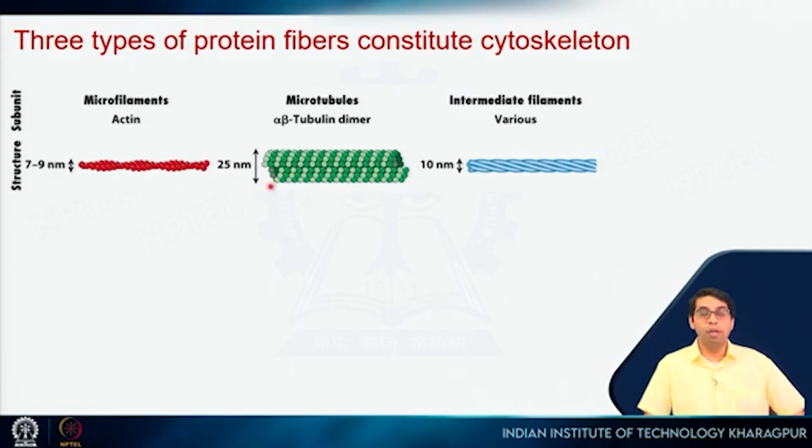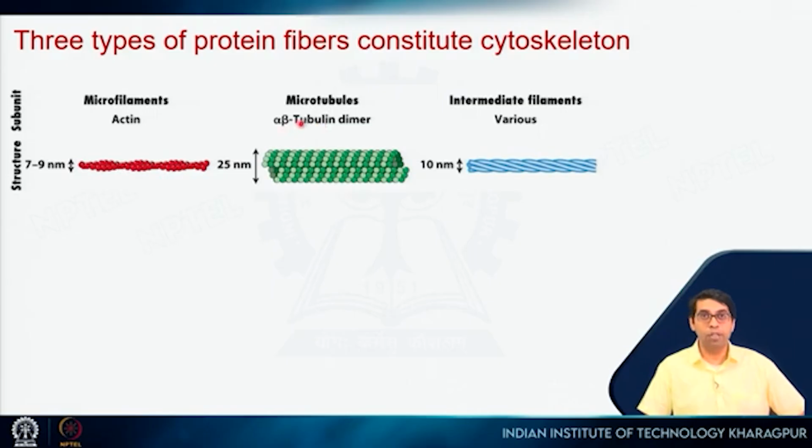Interestingly, all these three filaments are polymers made up of proteins. So we have seen that proteins are themselves polymers which are made up of amino acids, right? In this case, these filaments are made up of polymers where the subunit, or the monomer, is a protein itself. So actin or microfilaments are made up of proteins which are called actins. Microtubules are made up of two types of proteins. They are called tubulins, alpha and beta tubulins.